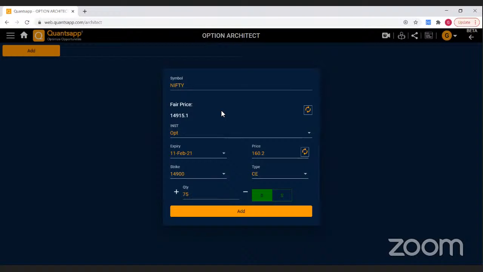Suppose Nifty is trading at 14,900. If I take the at the money strike, I will add the call option premium and deduct the put option premium. So it gives me roughly a fair price, which I can take in place of the futures for the weekly expiry. So you will see this fair price.